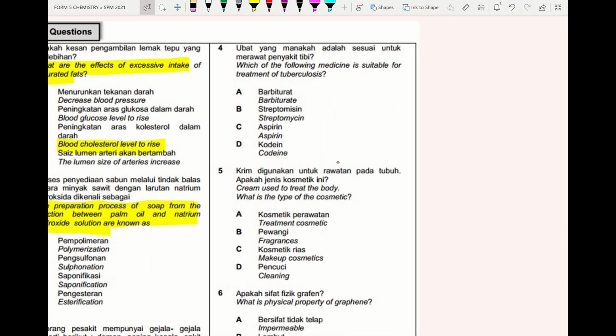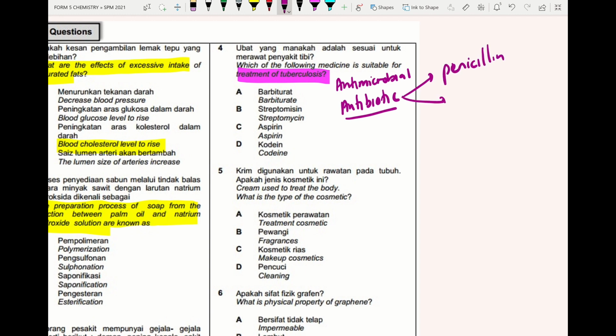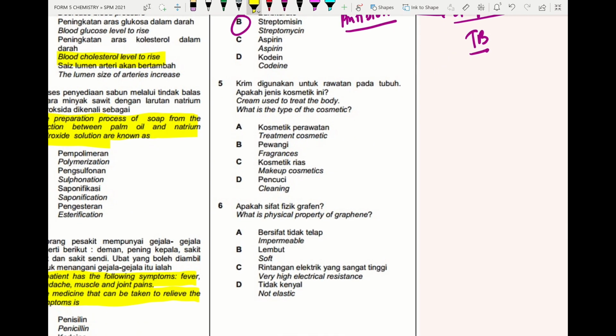Which of the following medicines is used to treat tuberculosis? Tuberculosis is a microbial infection, treated under antibiotics. Please remember that. Among the antibiotics we have penicillin, and one more is streptomycin. Streptomycin is used to treat TB. Please remember tuberculosis. So the answer will be B. We move on to the next question.